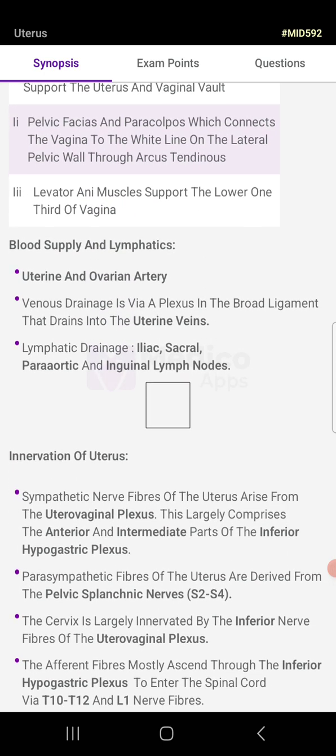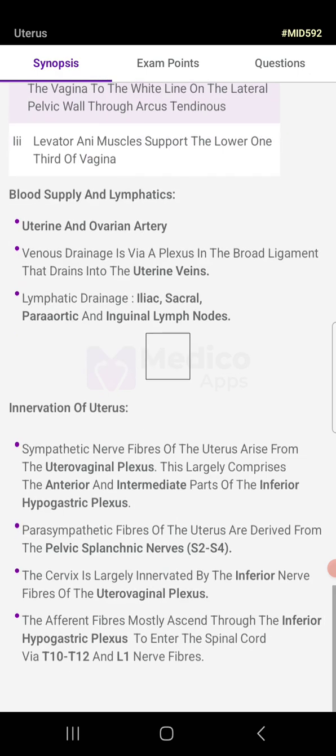Blood supply and lymphatics: the uterine and ovarian arteries. Venous drainage is via the plexus in the broad ligament that drains into the uterine veins. Lymphatic drainage: iliac, sacral, para-aortic, and inguinal lymph nodes.